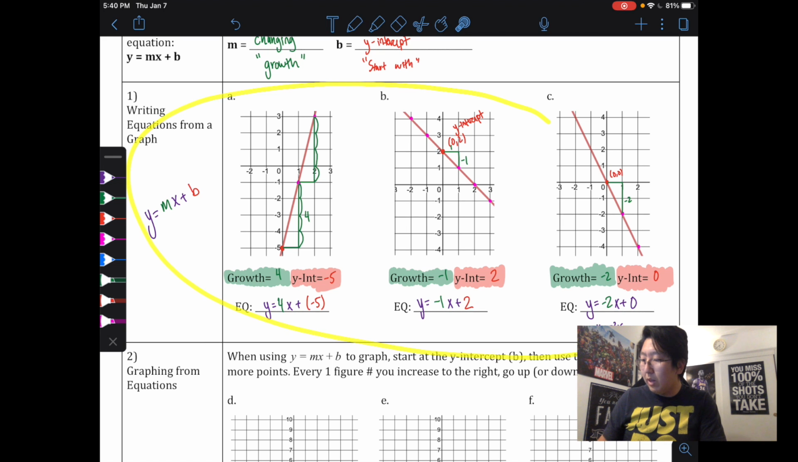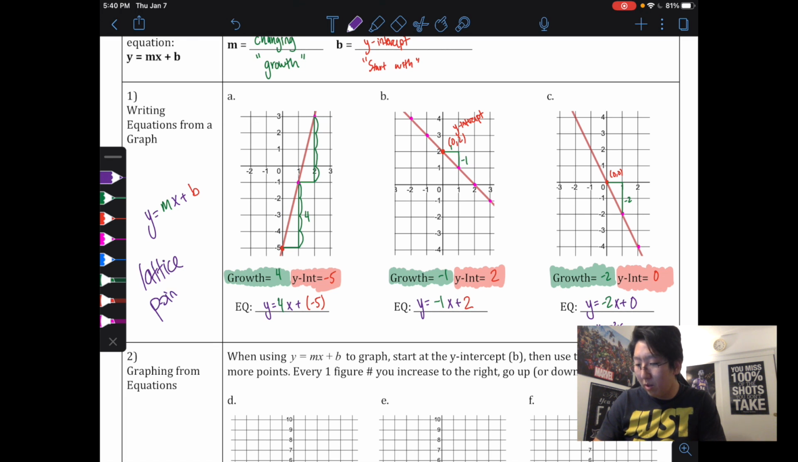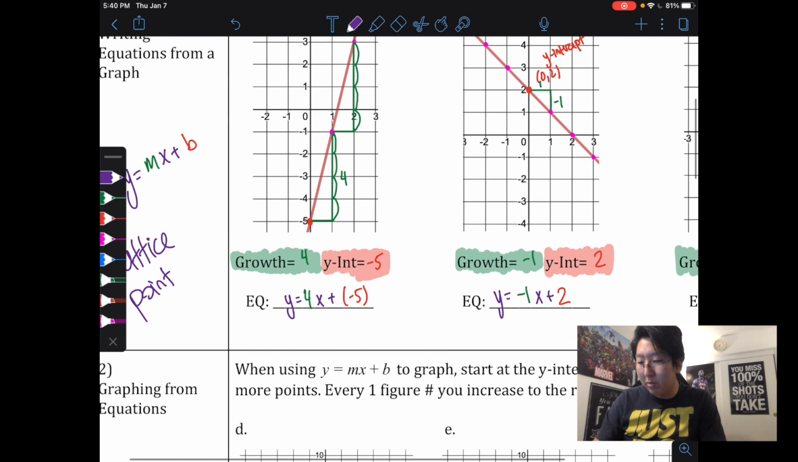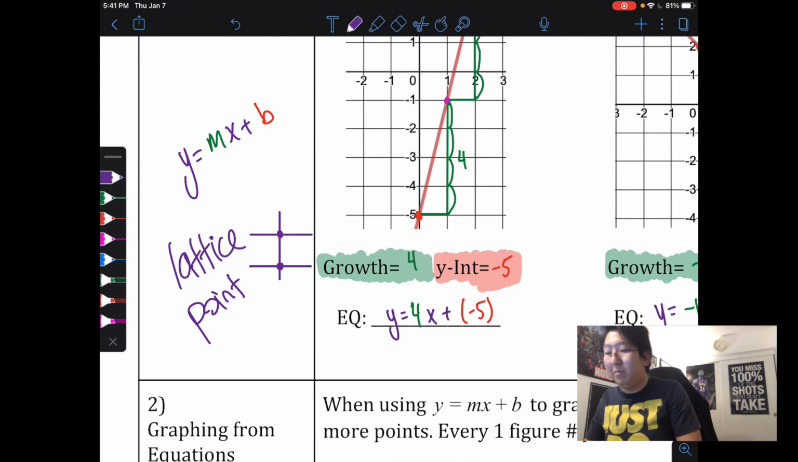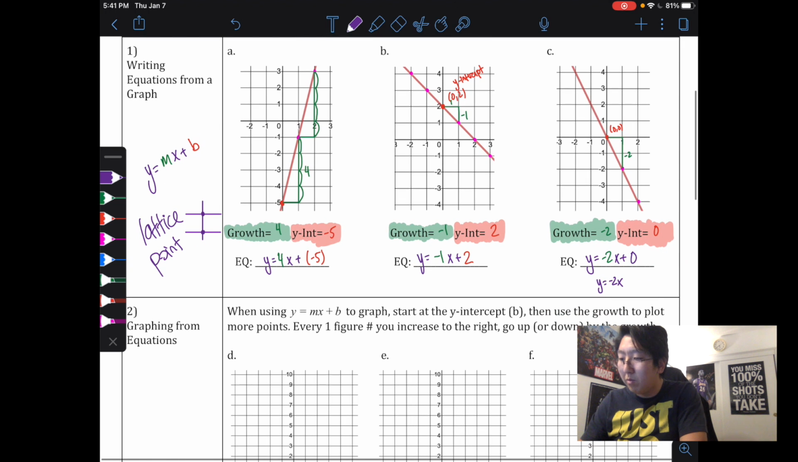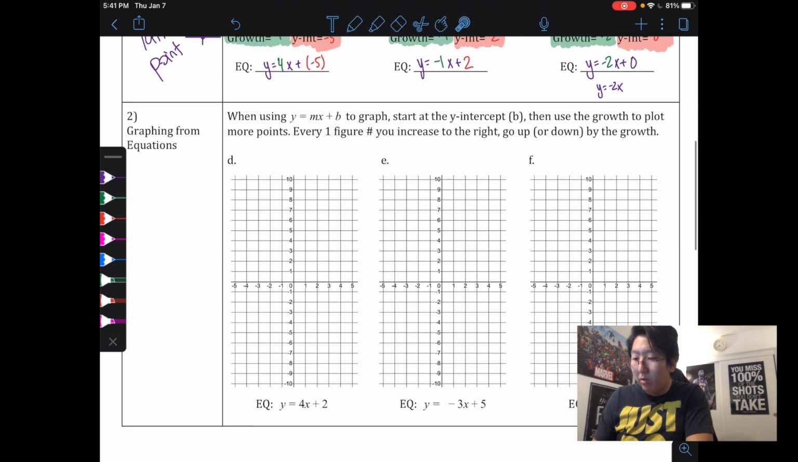Here are our examples for looking at a graph, finding something called a lattice point. That's when it hits the crosshairs. All right, these are lattice points. So those are lattice points. All right, and then once we have two lattice points, we could draw a growth triangle, see how it's changing, how it's growing.